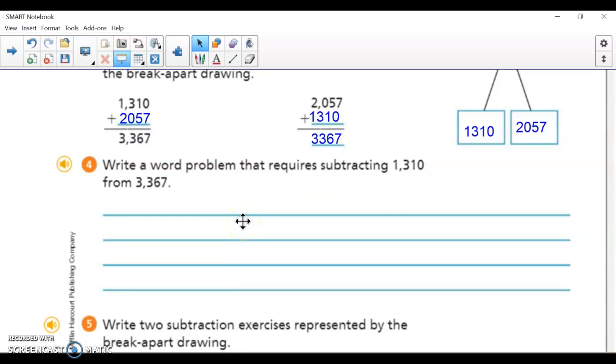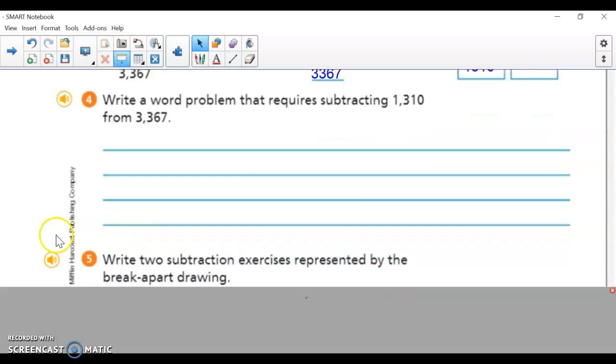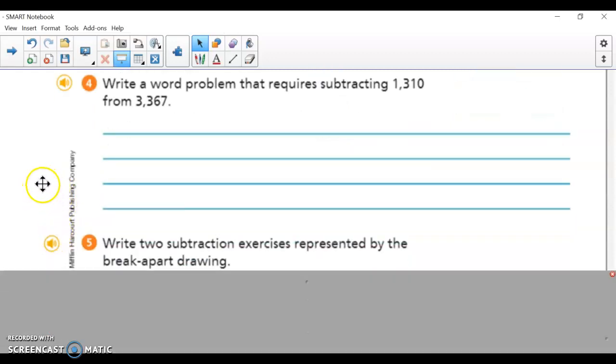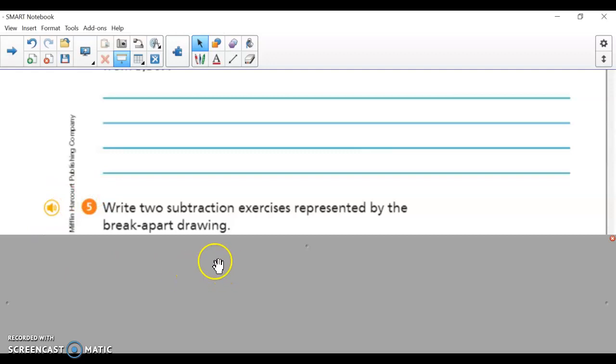Okay. Now I want you to think of the inverse operation, right? What could you do? How could you write a word problem that requires subtracting 1,310 from 3,367? So think of a scenario. That's what you're going to be doing on your own. I want you to try and write something there where that would be the operation that you have to use. Okay. Pause it if you need to. I'm interested to hear what you come up with.